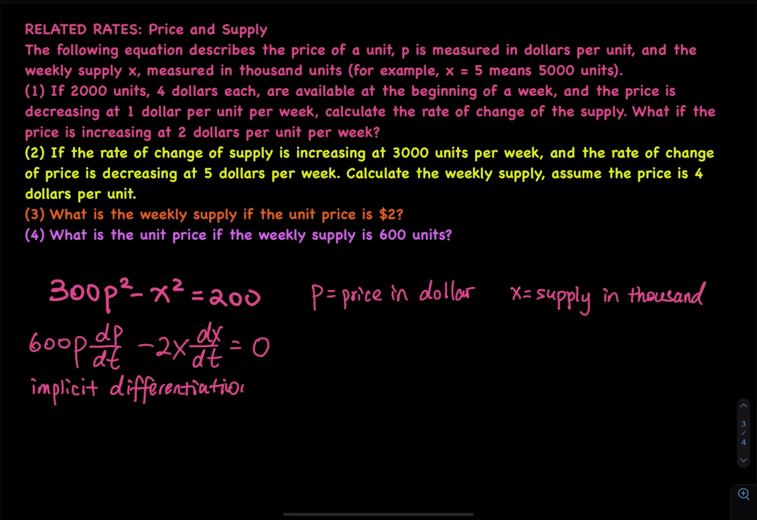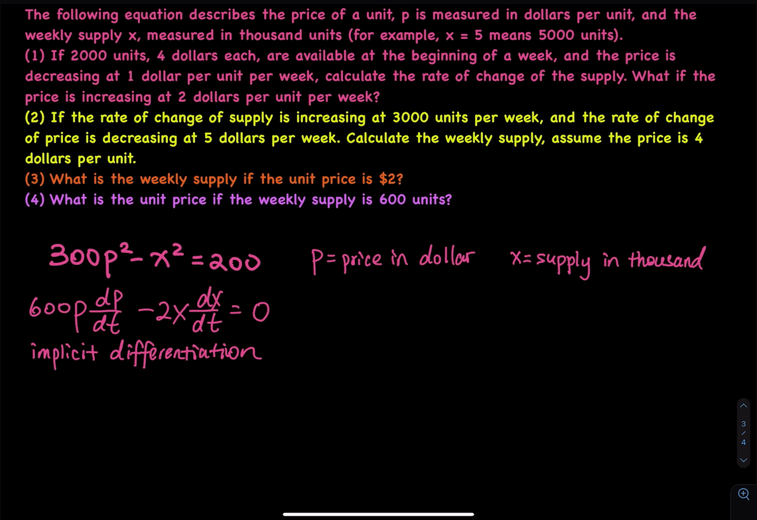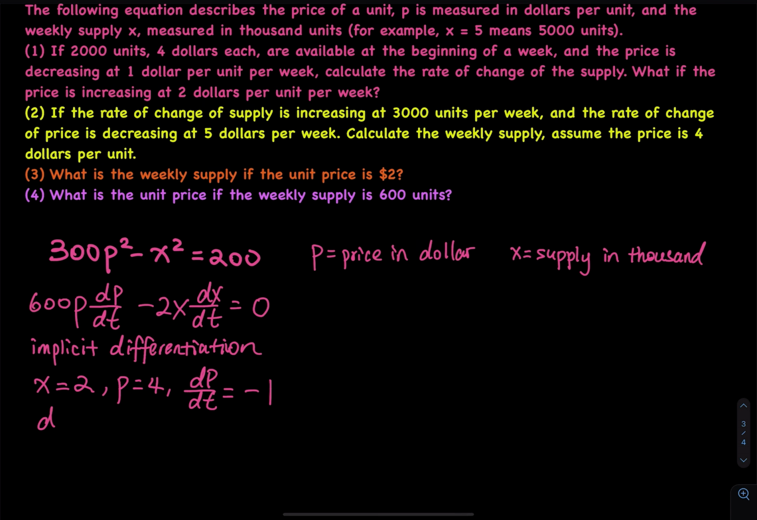And then we differentiated both sides with respect to time. In the first question, they said 2,000 units. So x is the supply, so we are not using 2,000, we will just use a 2 because 2 stands for 2,000. And the price is $4 each. And the price is decreasing, so dp/dt is decreasing at $1 per unit per week. So this is a negative 1. What are they asking? They are asking for the rate of change of the supply, so they are asking for dx/dt. They don't know what it is, so let's find out right now.